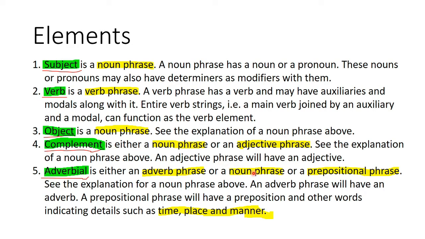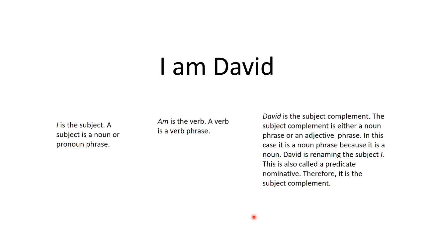Now let's see, we also have a noun phrase here, and we also said that a noun phrase can serve as an adverbial in a sentence. If a noun phrase is indicating time, place or manner, only in that case it will be classified as an adverbial. I hope this makes the distinction between different elements clear. Now let us see a few more examples to enhance the understanding of these concepts.